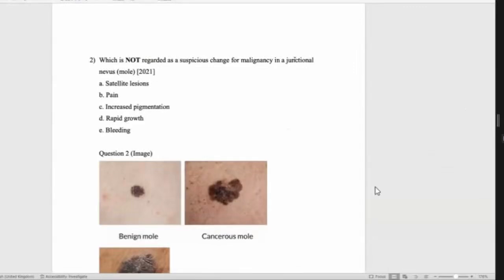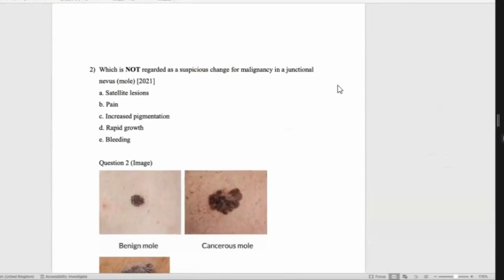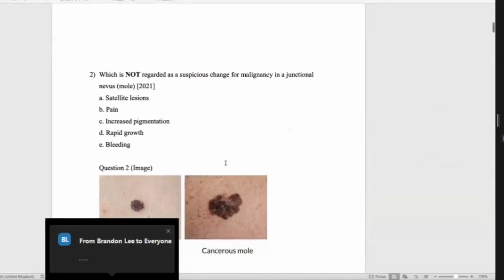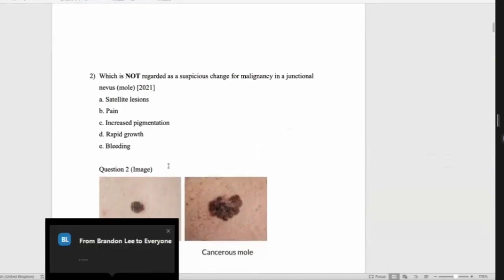Which is not regarded as a suspicious change for malignancy in a junctional nevus mole, right? So just giving you guys a little bit of time to answer this. This is a straightforward question. Either you know it or you don't know it. So have a chance to answer.